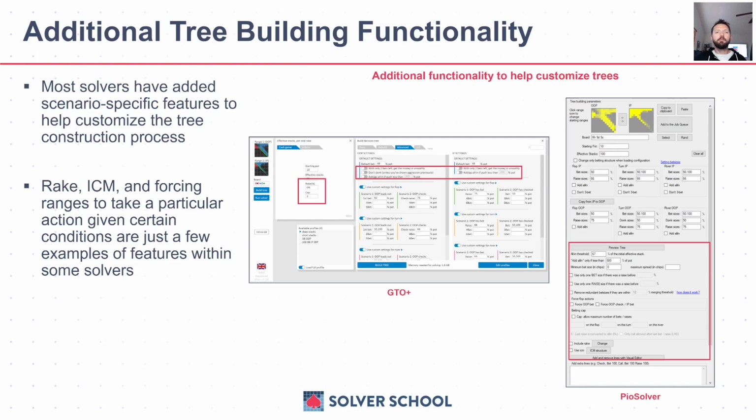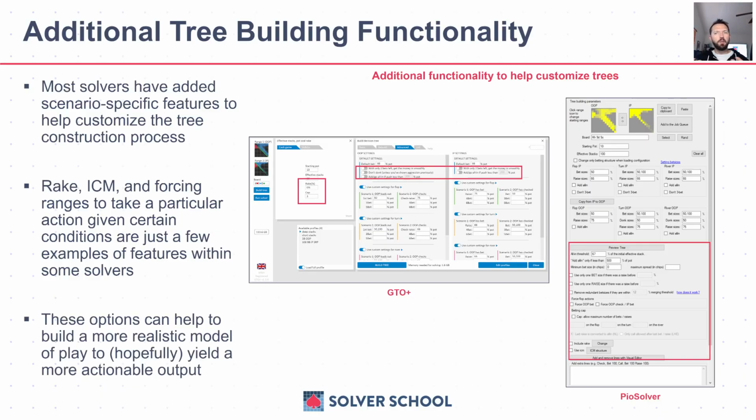The solvers have allowed for some additional tree building functionality that lets us account for things like rake, and things like ICM in tournament scenarios, so that we can build more accurate trees, and that helps us ultimately build a more realistic model of play which can hopefully yield a more actionable output. Now, those are really all of the inputs that we can enter within a solver. And in Module 3, we're going to go through those inputs in a lot more detail as we go through and talk about how to build and construct game trees and some of the decisions that we might make and why we would make those decisions in the process of building a game tree.